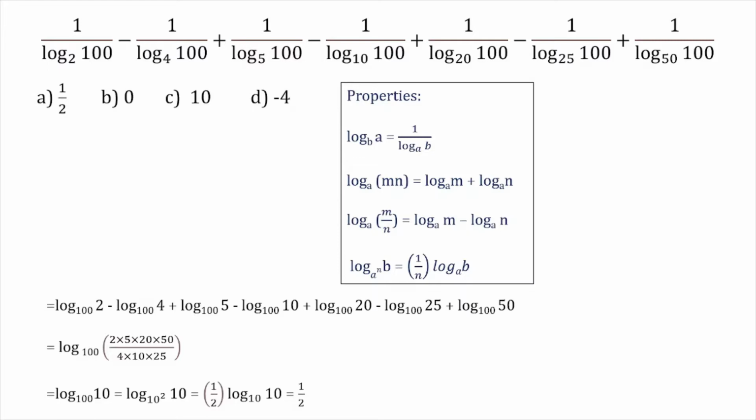And using the fourth property, that is log b to the base a raised to n, which is equal to 1 by n log b to the base a, this log 10 to the base 10 square can also be written as 1 by 2 log 10 to the base 10, which is nothing but 1 by 2, since log 10 to the base 10 will be equal to 1. So hope you all understood the calculation.